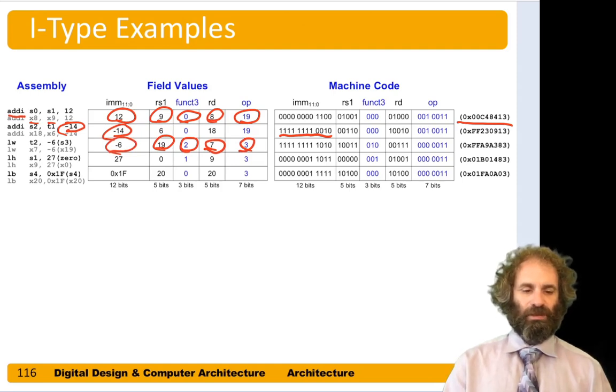There's also, we've talked about load byte. We haven't mentioned load half word yet, but load half word is like load word or byte, but it loads 16 bits. So load half word has the same op as load word, but the funct field is different. And load byte also has the same op, and again, a different funct field.